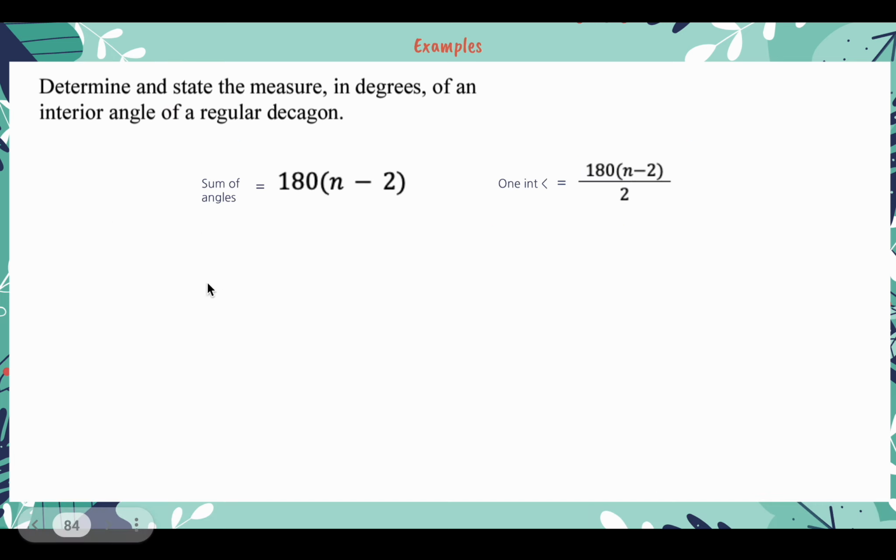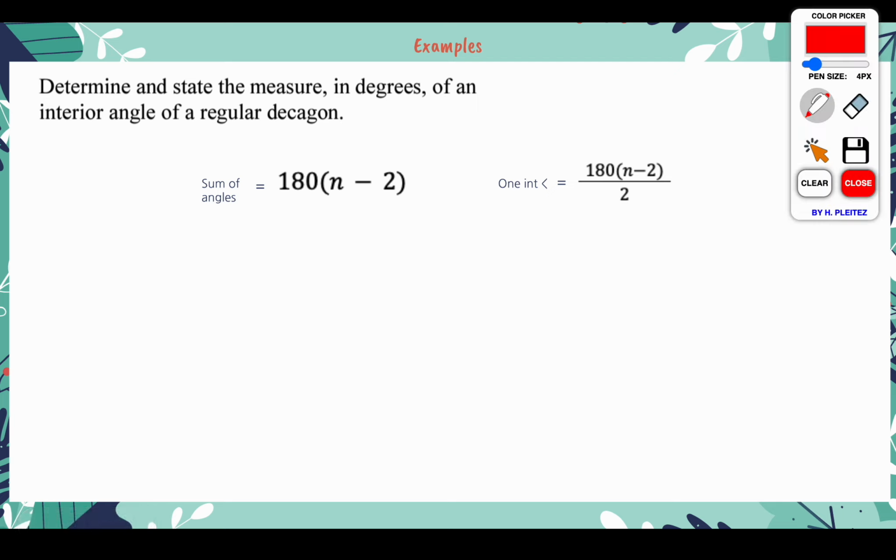So let's just do 2 practice questions. We're going to figure out the formula that we're going to use. It says, determine and state the measure in degrees of an interior angle of a regular decagon. So this is where that table is going to come into play. We have to study that table. If we go back, we can see that in a decagon, the number of sides, or n, is going to be 10. So I know n equals 10, and what are we looking for? We're looking for the measure of an interior angle. So we're looking for 1 interior angle.